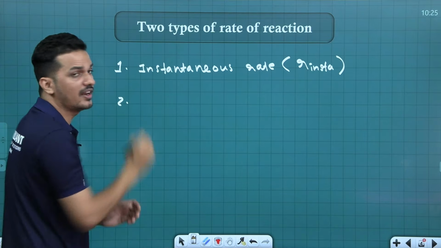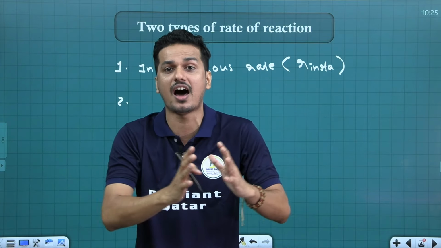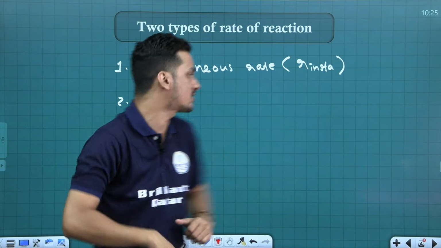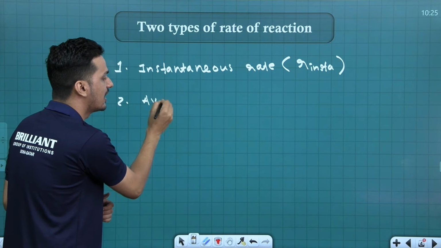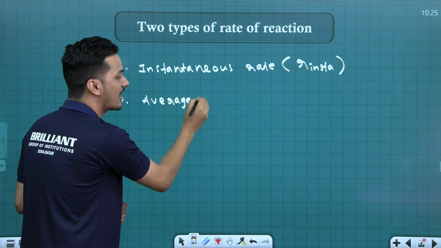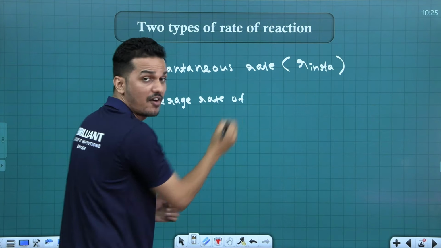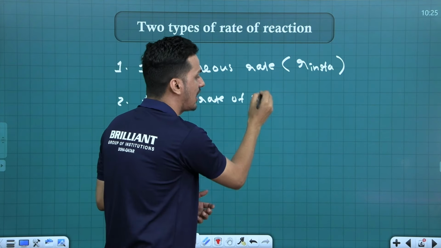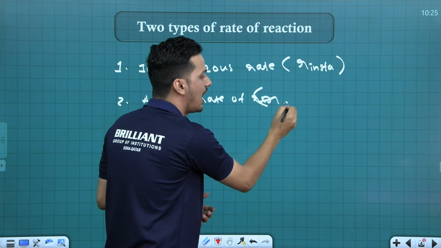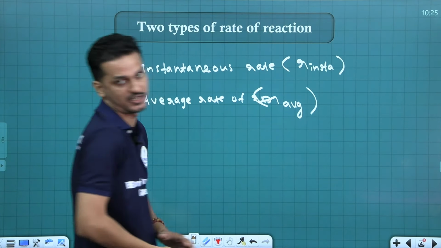And the second one, if we are measuring the rate of reaction in a large interval of time period, then that is called average rate of reaction. That we will represent as R avg, R average.